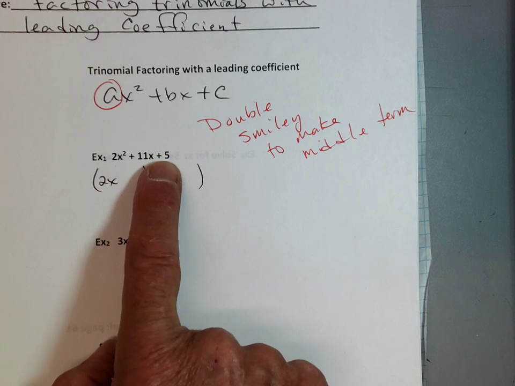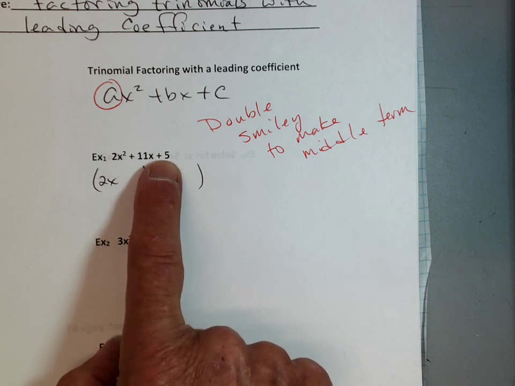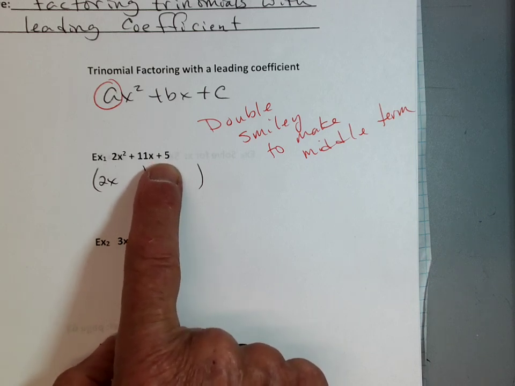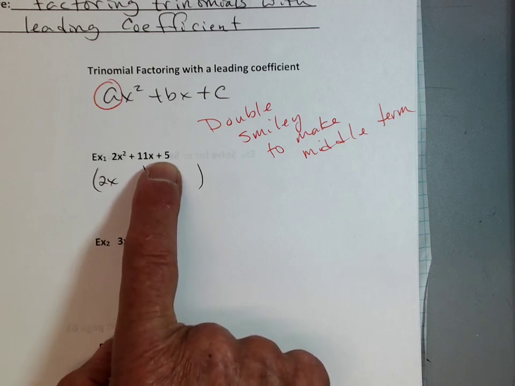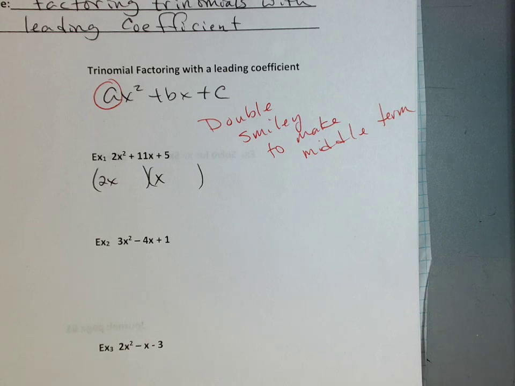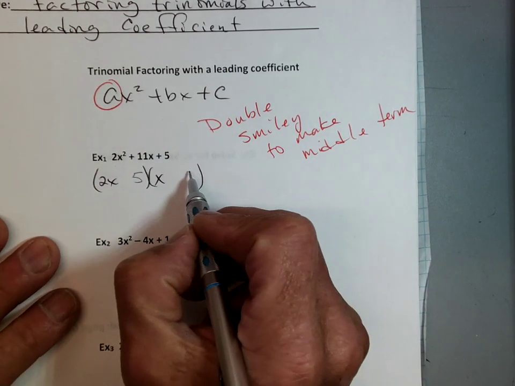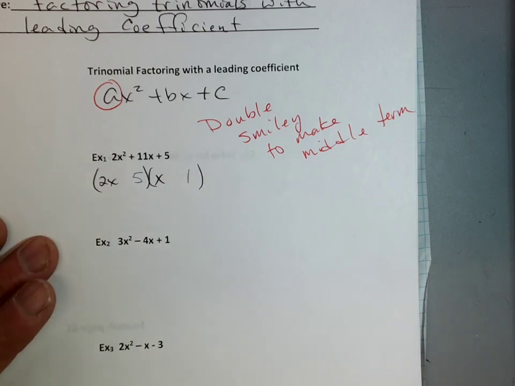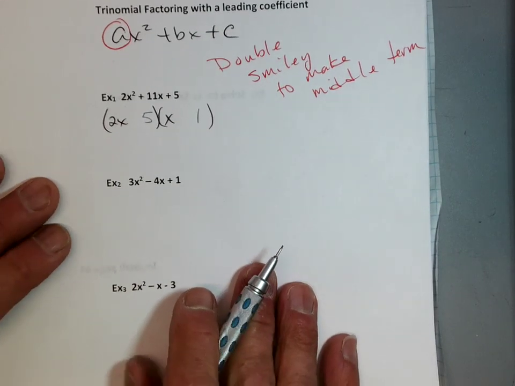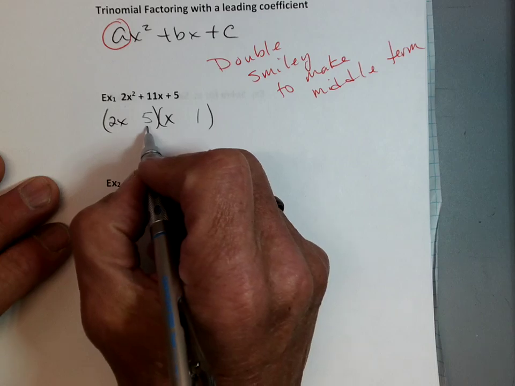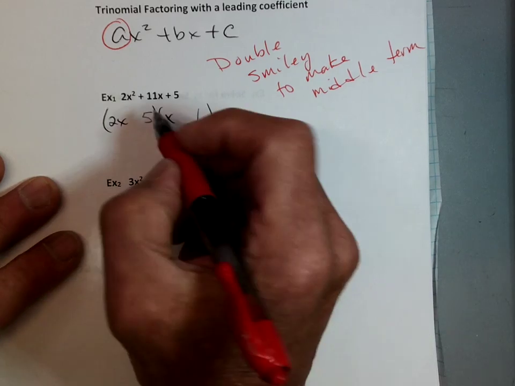So the multiples of 5 are 5 and 1, or 1 and 5. I'm going to do it wrong at first so you can see it. So I'm going to go 5 and 1. And I'm using pencil because I'm going to erase, because I did do it wrong. How do I know I'm wrong? Well, I checked my double smiley.